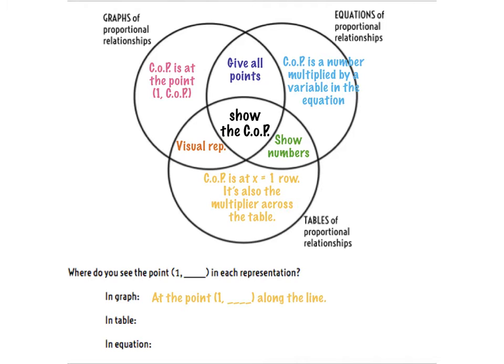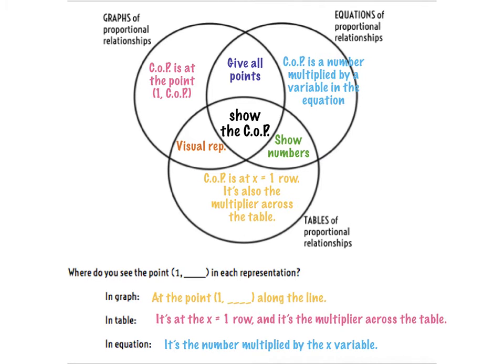So to sum up, in a graph, you see the point 1, blank, at that point where x is 1, and the blank would be your constant of proportionality. In a table, it's at the x equals 1 row. If you can get down to x equals 1, it will be the y, and it's the multiplier across that table, that constant multiplier. And in an equation, again, it's that constant multiplier that you are going to use to get from your x variable to your y value.